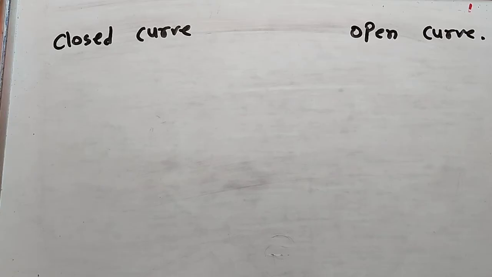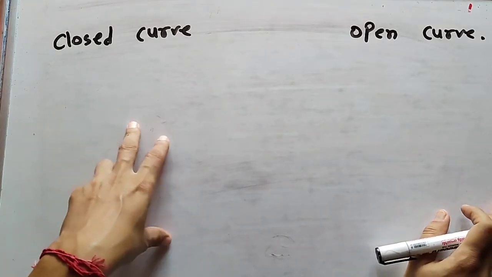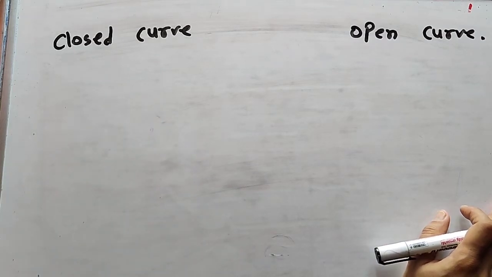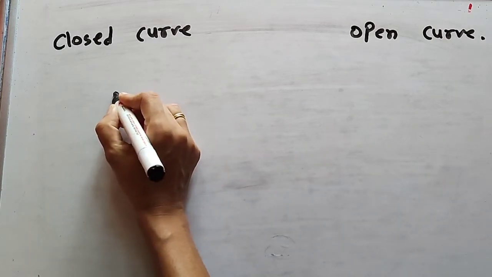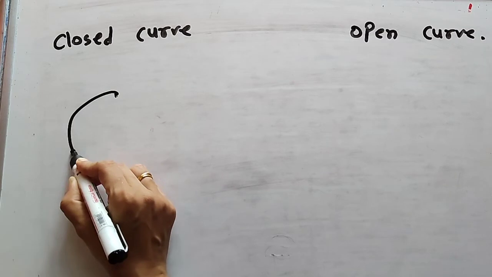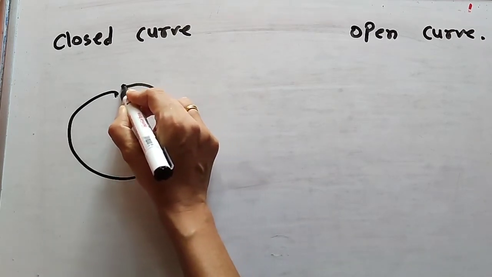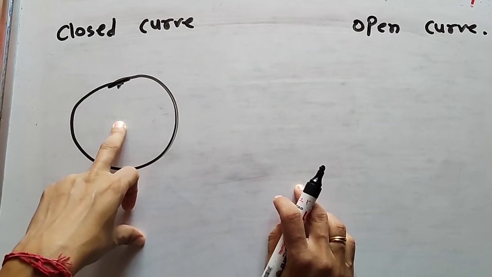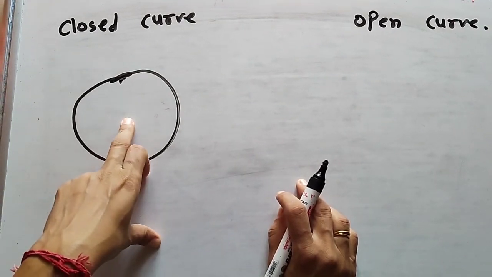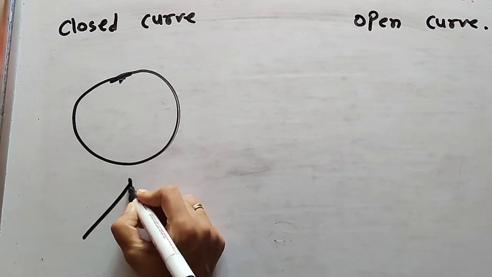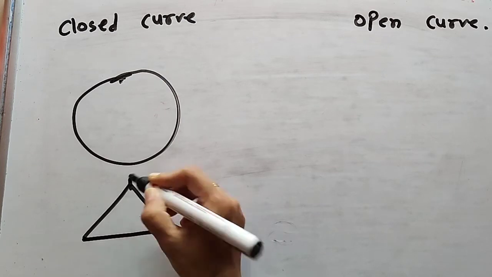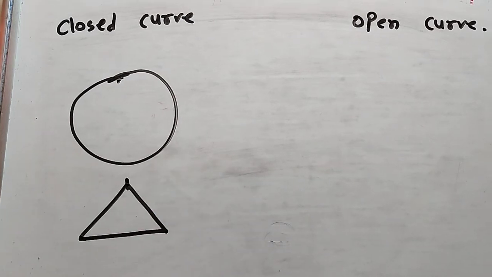Next we see open curve and closed curve. First, the closed curve: a curve which starts and ends at the same point. See, this is the point, and we start the line and end at the same point. This type of figure is called a closed curve. Suppose this is a triangle: we start from this point, draw the triangle, and it ends at the same point. So this type of curve is called a closed curve.